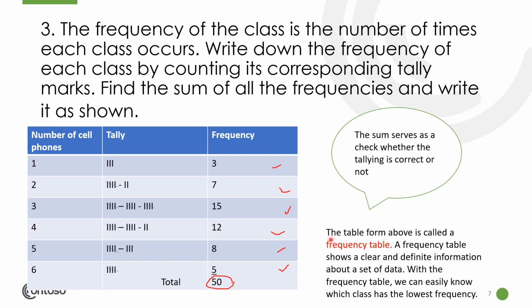Okay. So the table form here now is called a frequency table. So ang tawag dito ay frequency table. Now, a frequency table shows a clear and definite information about a set of data. With a frequency table, we can easily know which class has the lowest frequency.